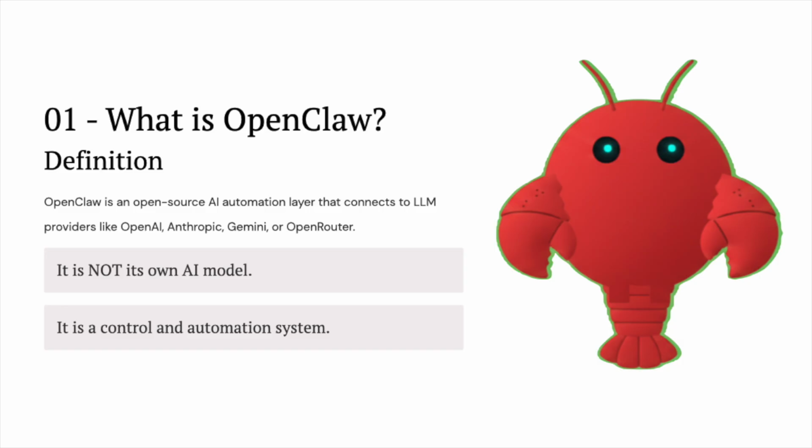OpenClaw is an open source AI automation layer that connects to existing LLMs like OpenAI, Gemini, Anthropic, or OpenRouter, the open LLM system that we use. It does not have its own AI model, right? It does not own any AI model of its own. Make a note, this is very important. It is a control and automation system. This is the simplest definition of OpenClaw.